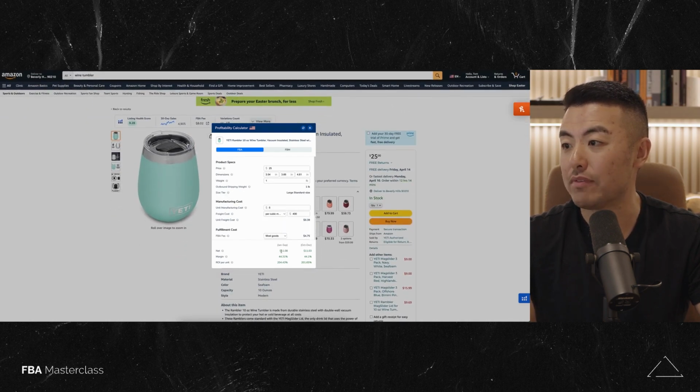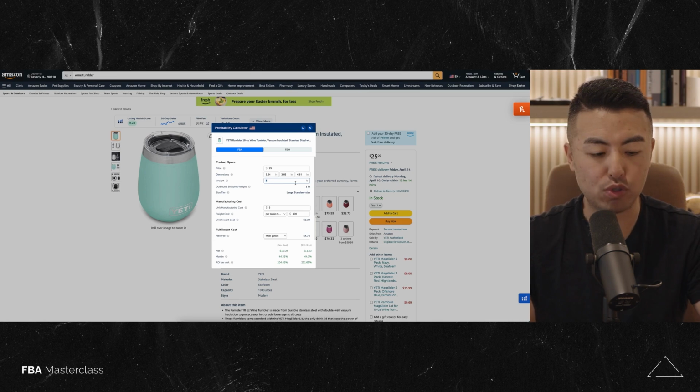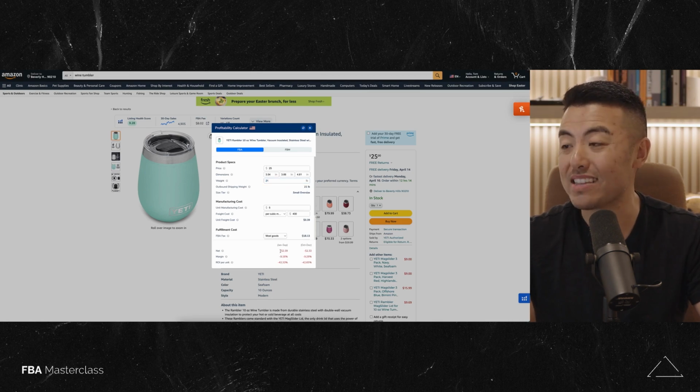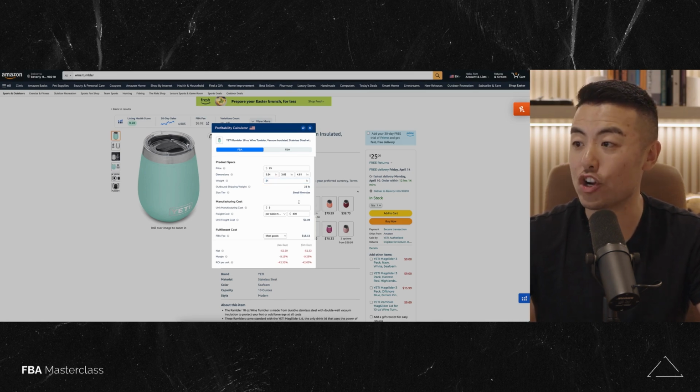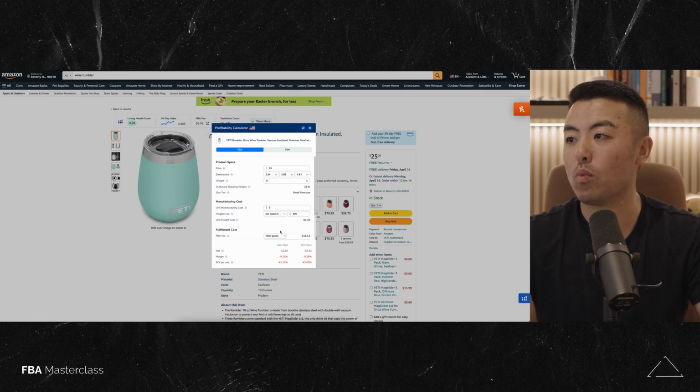They were making $11 per unit. They have a 44% margin. They have 200% ROI. But let's just say that the weight went up to 21 pounds. You can see that because it's in a different sizing tier now, they're actually losing money. Why? Because the Amazon fee has increased so much.